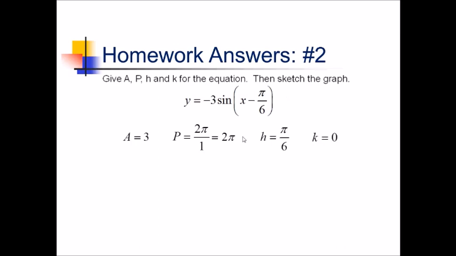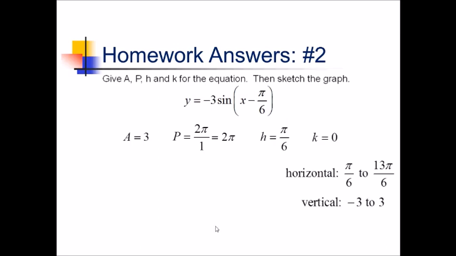So horizontally, I'm going from the h value pi over 6 to whatever pi over 6 plus 2 pi is. Let's see, 2 pi, that's really 12 pi over 6. So we're going from pi over 6 to 13 pi over 6, if we do a little fraction math there. Vertically, we're going from 0 minus 3 to 0 plus 3, so negative 3 to positive 3.